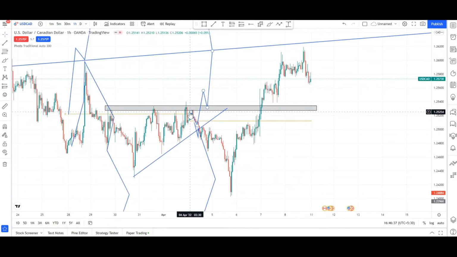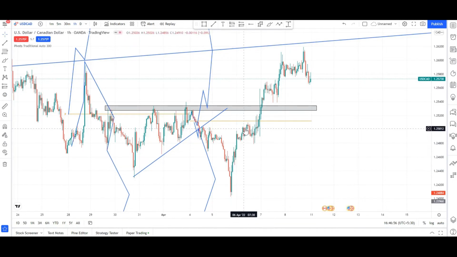Now we can see US dollar versus Canadian dollar. You can see that I told you this is the trend line. If it breaks, then you can go for a very nice trade. After here I placed my SL. Okay guys, somewhere here I kept my trailing SL, so that SL was hit.